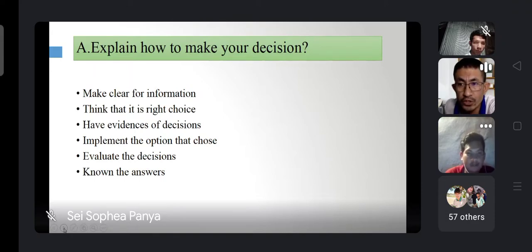We pronounce decision, not decisive. Decision, know the answer, and I will explain one by one. The first, make clear the information. Before we choose this choice, we need to know about the information clearly. For example, when you are taking the exam, you must know which answer is right. But when you are not clear, you cannot find the right answer.